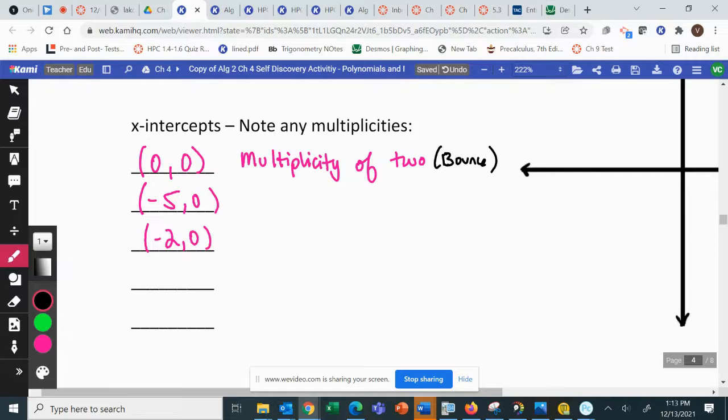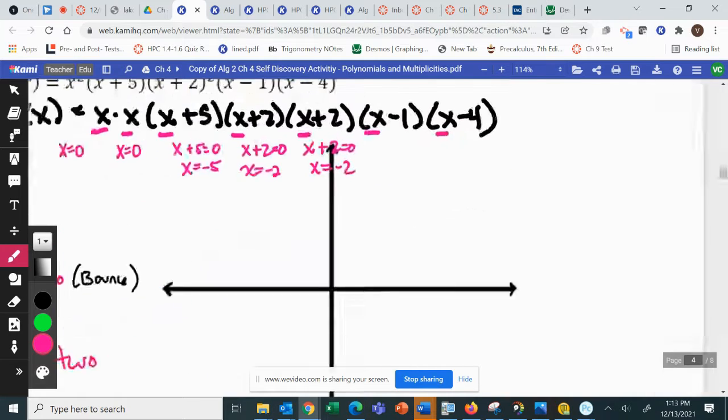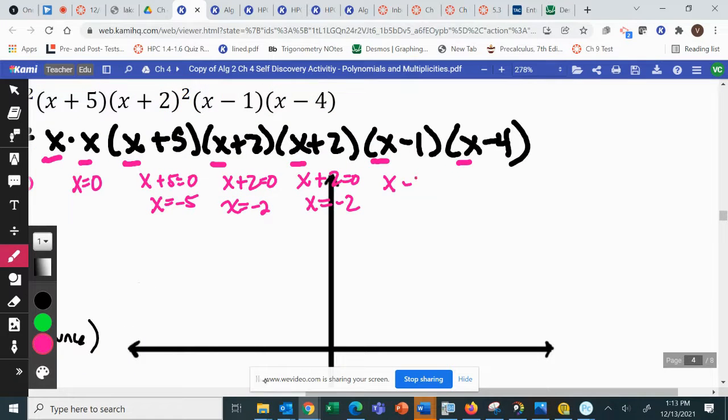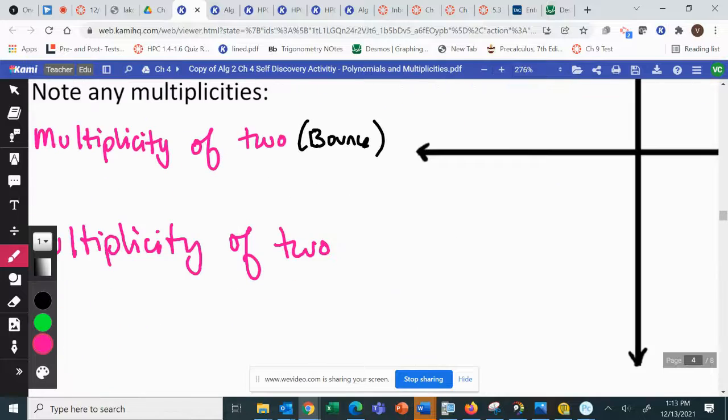Should I just finish it? We only have like 6 minutes. I'll finish it. Do any of the other 2 that I wrote down have multiplicities? -2 has a multiplicity of what? So that's a bounce. What are my other x-intercepts? I didn't finish them. I'm not going to write down 1 and 4. I'm going to write down an ordered pair.